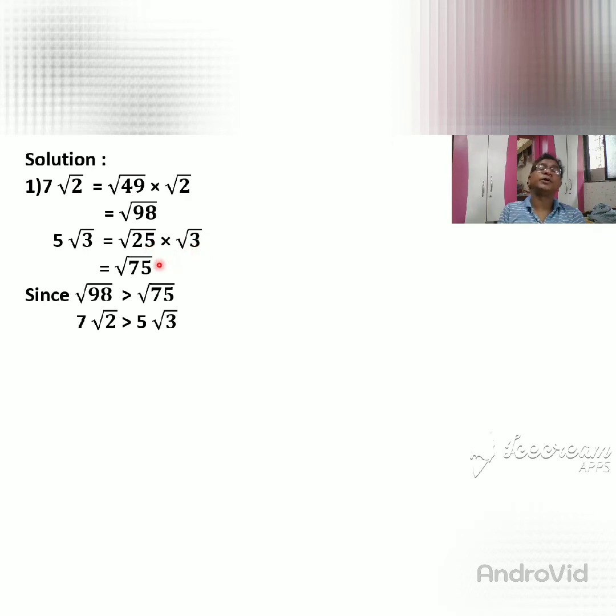25 into 3 is 75. So square root of 75. So square root of 98 is greater than square root of 75. So square root of 98, what do you get? 7 root 2. So here I write 7 root 2. Then 5 root 3, what do you get? Root 75. So when it is simplified you get root 75. So here I write 5 root 3. 7 root 2 is greater than 5 root 3 because it is 98 and it is 75. 98 is always greater than 75. So 7 root 2 is greater than 5 root 3.